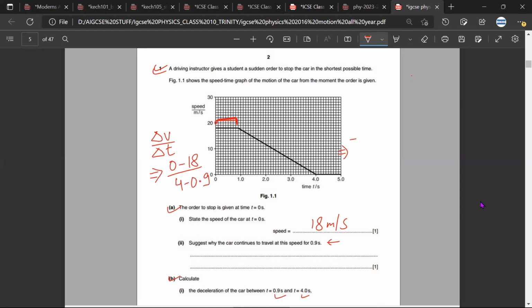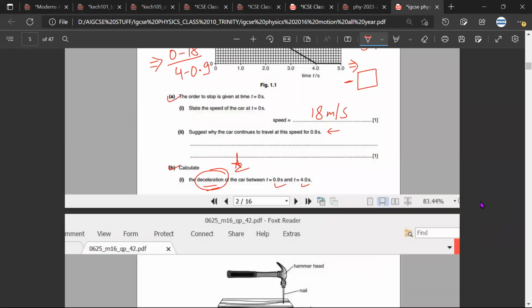So the answer is minus 5.806 meter per second squared. You can calculate this and you will find the answer. And because the answer is negative, that is why this is deceleration. Chris, are we clear? Yes, sir. Okay.